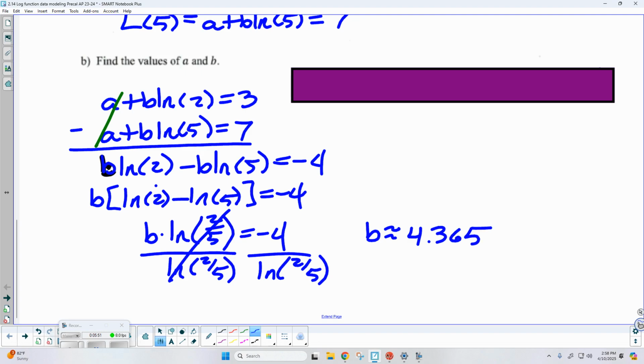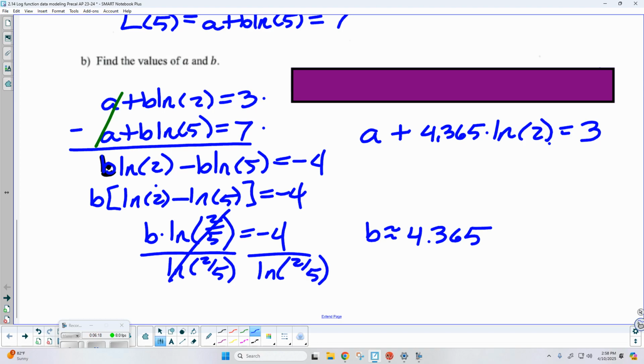Okay. Now, just like any other system, I'm going to take this value and find what? Still got to find A. Now, it does not matter which equation we use. They're both going to give me the same value. Let's just go with the top one. So A plus, we know B is 4.365 times the natural log of 2, and this will equal 3.